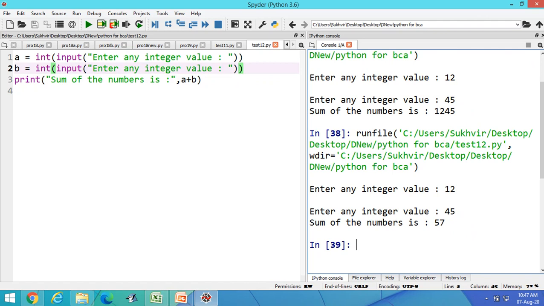Suppose I am entering like this one. If I am writing int here, then I can check the output, 12 plus 45, the answer is 57. But previously, the answer is 1245. I think you understand the content.